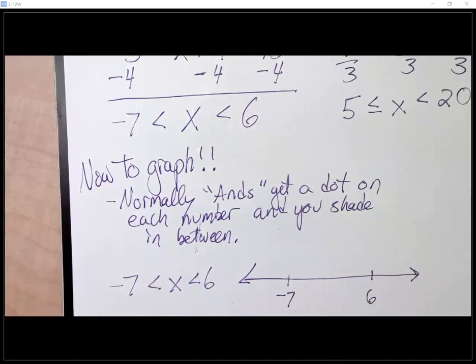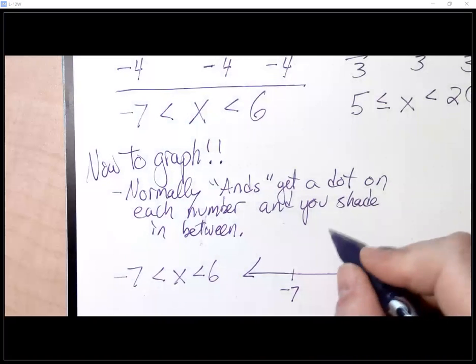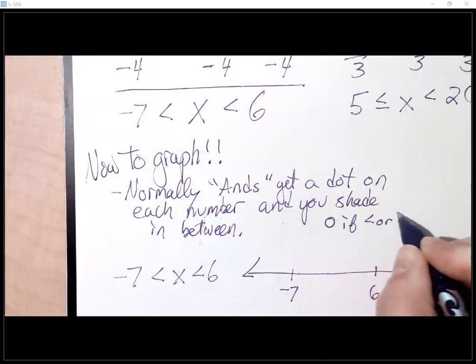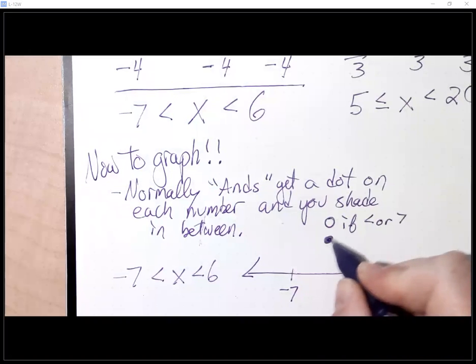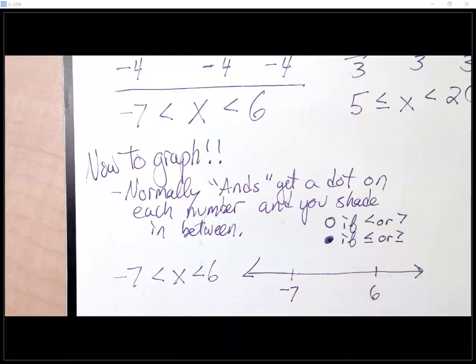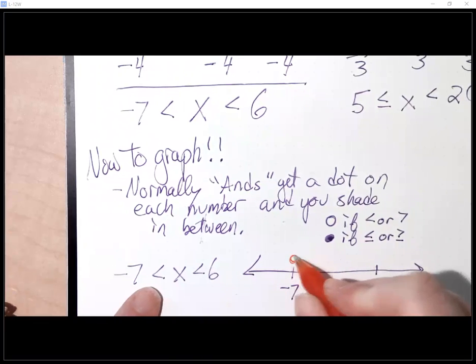And now I need to put a dot on each one. You do still have to abide by closed dot or open dot based on what you have. So just remember, if you have one of these, you're going to use an open dot. If you have one of these with the bar underneath, it's a closed dot. That's our general rule for all of these. So both of mine do not have the bar underneath. So they're both going to be open. I put an open dot at -7. I put an open dot at +6.